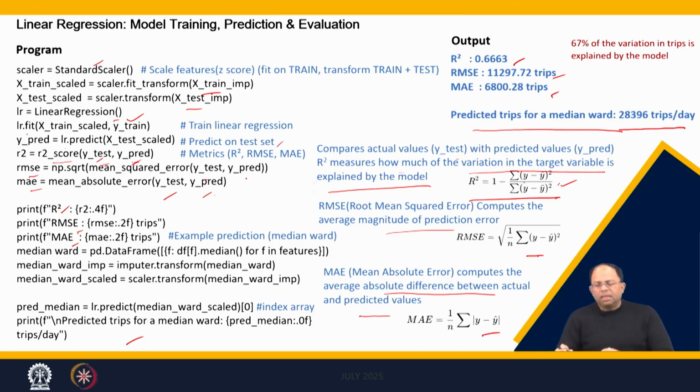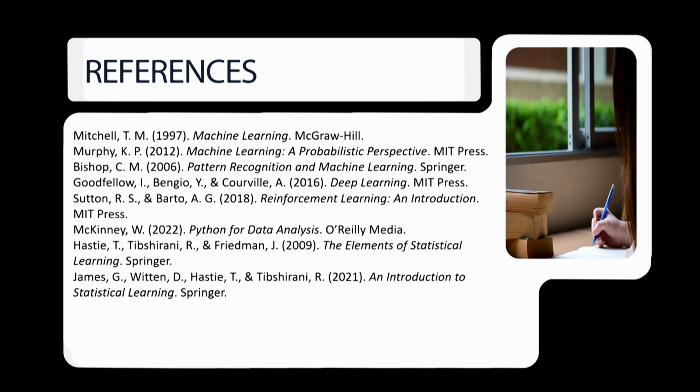Once these three things are there, we can understand how good our model is. So this R square value of 0.6663 means that around 67% of the variation in trips could be explained by the model. That means there may be a requirement for other variables to be included to make better predictions. So these are some of the references that we have used.